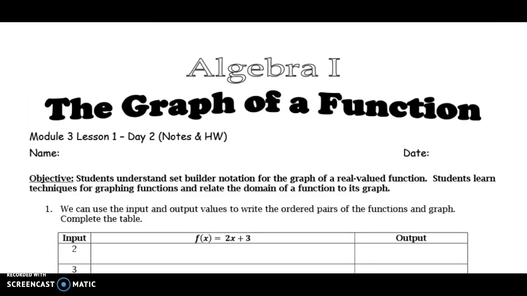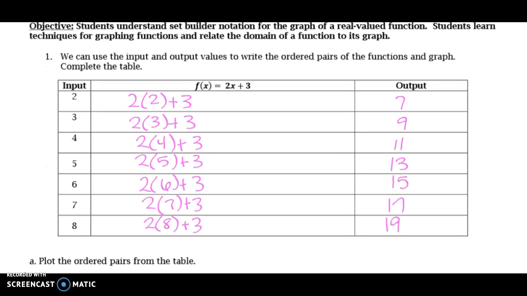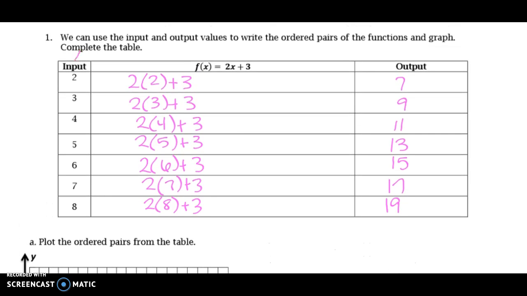Alright, let's go ahead and look at our notes. Lesson 1, Day 2. First thing is completing the table. You know how to do that, so go ahead and pause and get that done. Alright, so this is what your table should look like. And when we get to letter A, it says to plot the ordered pairs from the table. Remembering your input goes with your domain x, and output with the range y. So those two columns in your table are actually your ordered pairs.